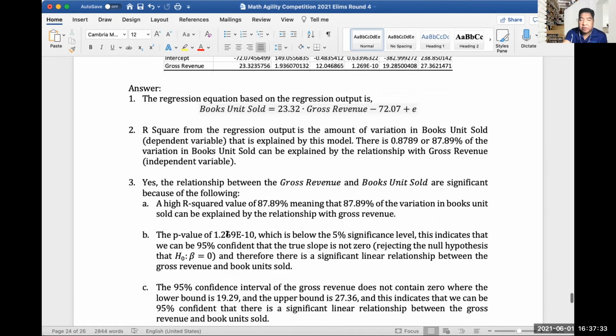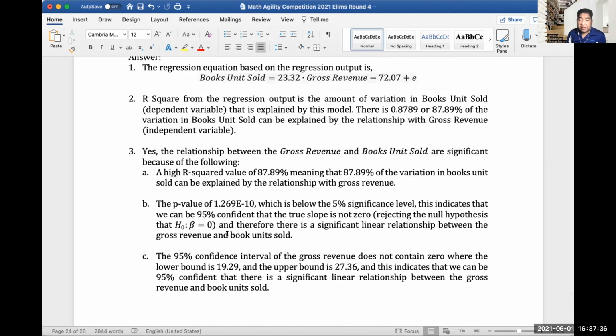And then let's go to question number 3. So is it significant? The answer is yes, the relationship between gross revenue and books units sold is significant. And we need to explain in terms of the three parameters that were mentioned in the question. The first is because of a high R squared value, right? That's 87.89, meaning 87.89% of the variation in books units sold can be explained by the relationship with the gross revenue. Okay, that's one.